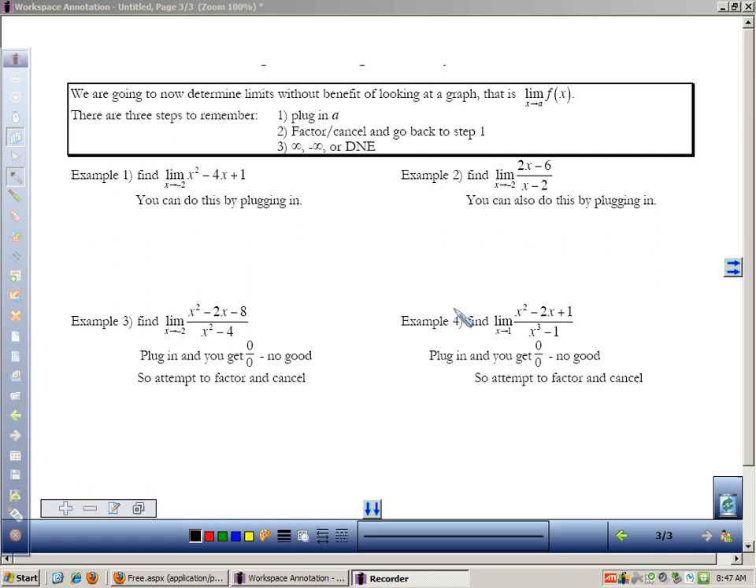So what our packet gives us is our basic ideas if we don't have a graph. We have three cases. One, we're looking at the limit as x approaches some number. That's what this tells us, the limit as x approaches a. And in your packet, we're on the finding limits algebraically classwork page. That's what we're looking at now.